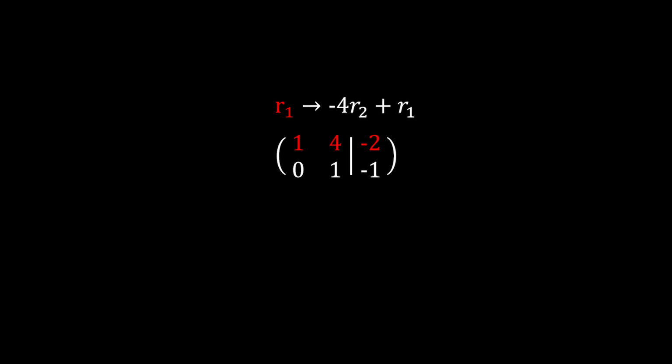Again, the first R subscript 1 means that we're only going to be changing row 1. In order to do this, we have to multiply row 2 by -4 and then add it to row 1. Remember, the arrow means to change everything that's not row 1 back to how it was. So let's bring R2 back to how it was before we multiplied it by -4.